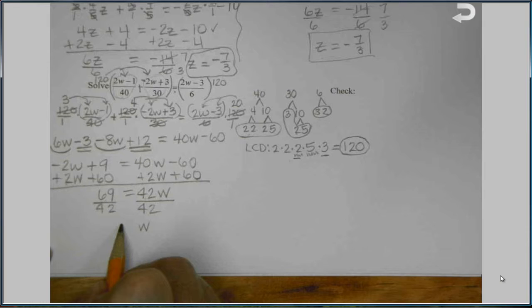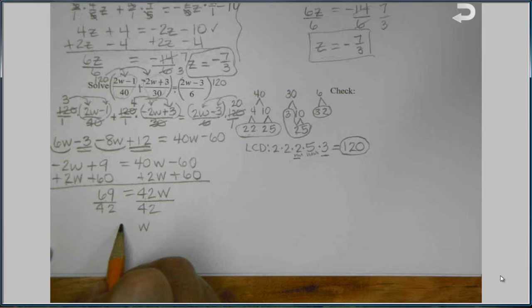And if you're not sure, add up the digits. 6 and 9 is 15, and 15 is divisible by 3, so 69 will be also. And that'll be 23. And 42 is 4, 5, 6. So 6 is divisible by 3, so I know 42 is also. And that'll be 14. So w equals 23 over 14.